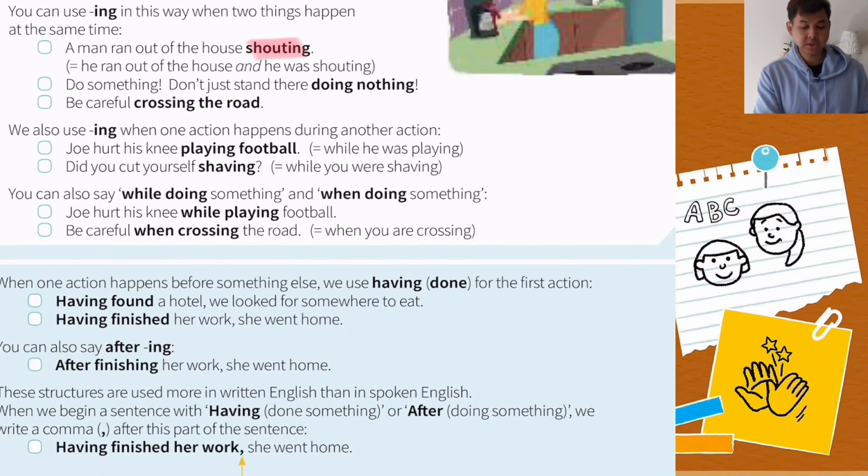We also use ing when one action happens during another action. When one action happens during another action, we can use an ing clause. Joe hurt his knee playing football. So Joe hurt his knee while he was playing football. Did you cut yourself shaving? This sentence means, did you cut yourself while you were shaving? And also, you can say while doing something and when doing something as well.